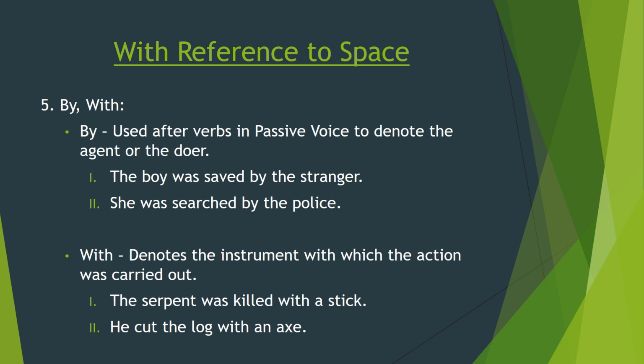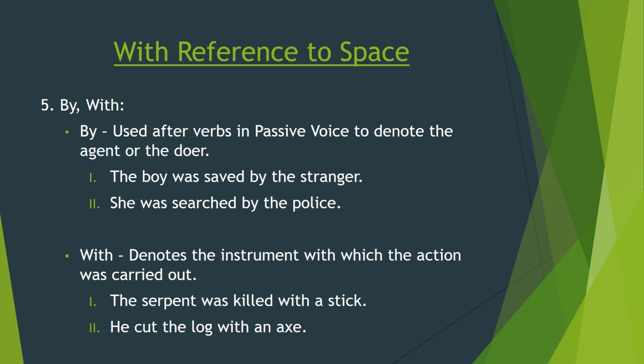Use of preposition by with reference to space. By is used after verbs in passive voice to denote the agent or the doer. When we are changing the active voice into passive voice, in the passive voice we use the word by with the doer. Like, the boy was saved by the stranger. By is used as a preposition over here. She was searched by the police. So by is used to denote the agent or the doer.